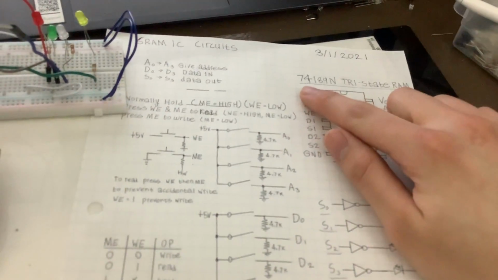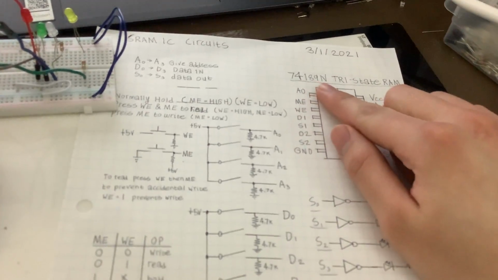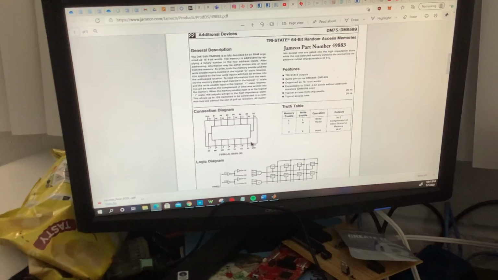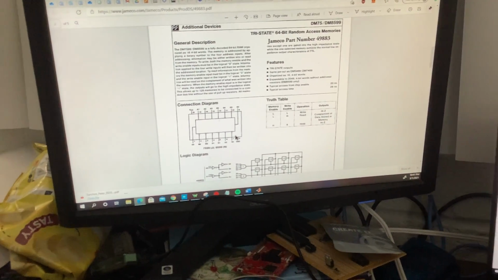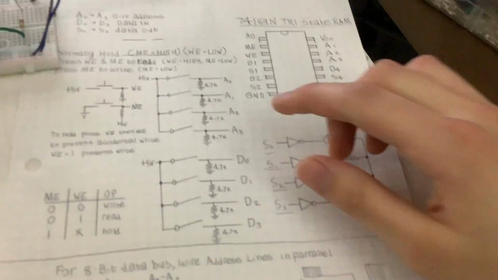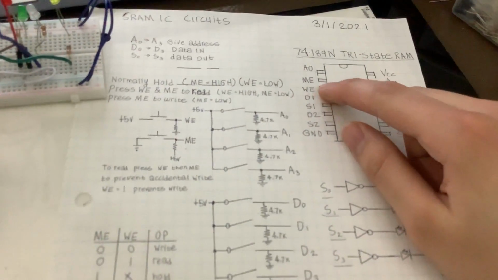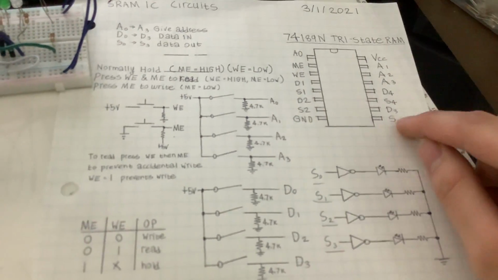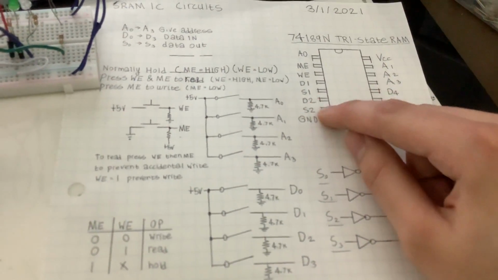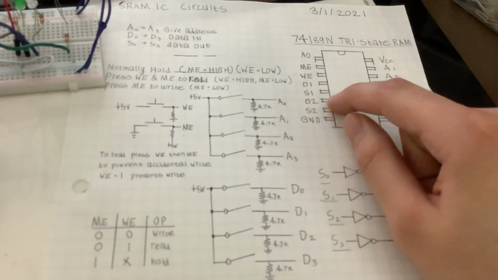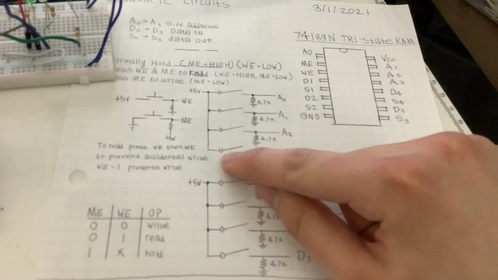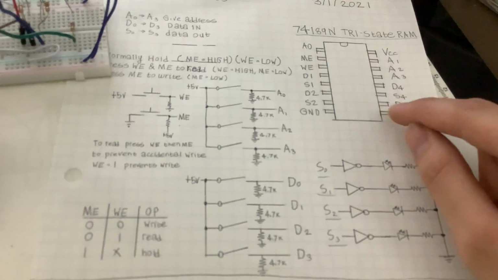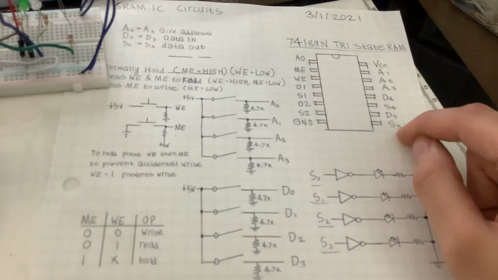So as you can see, what I'm using here is the 74189N tri-state RAM. I got it from Jameco Electronics. If you want to get the same one, here's the data sheet, you could look it up. And you can see that it has your memory enable, your write enable. You have 4 data lines, 4 of these S lines, which are the output lines, and you also have 4 address lines.